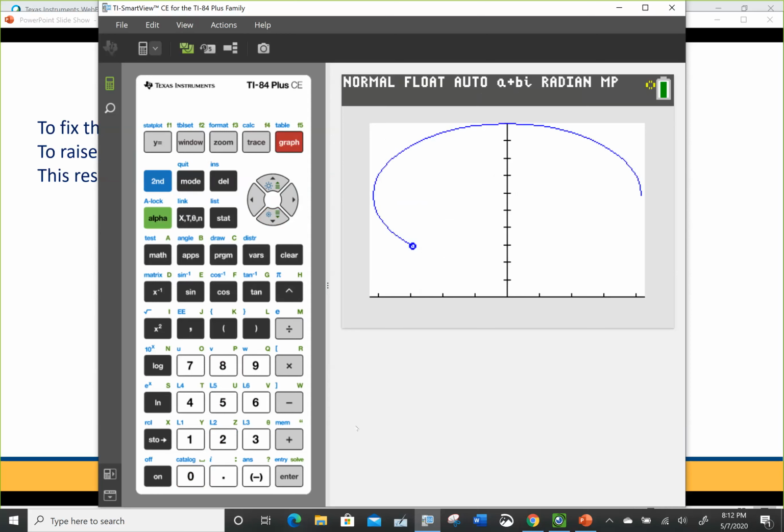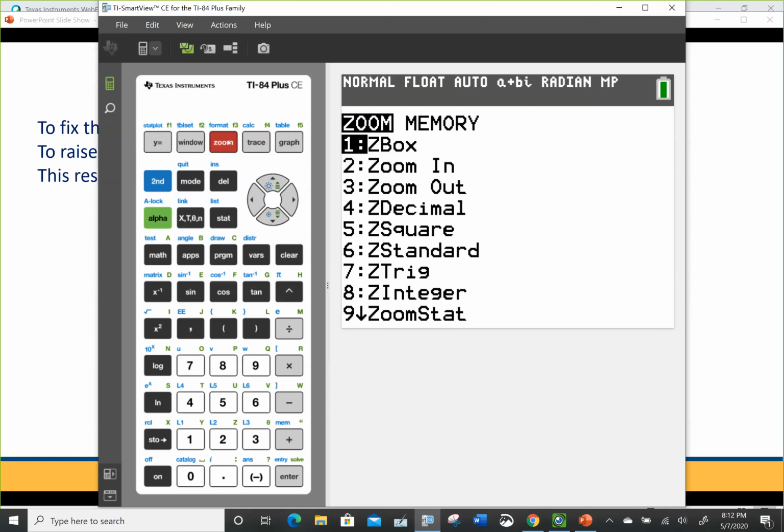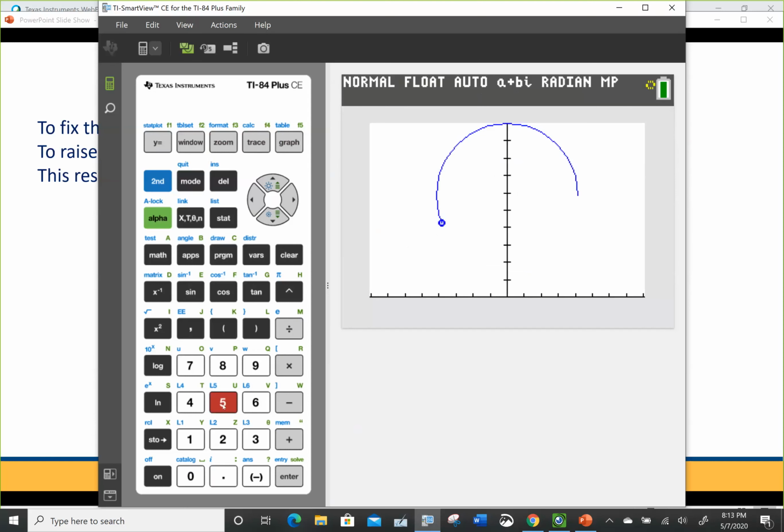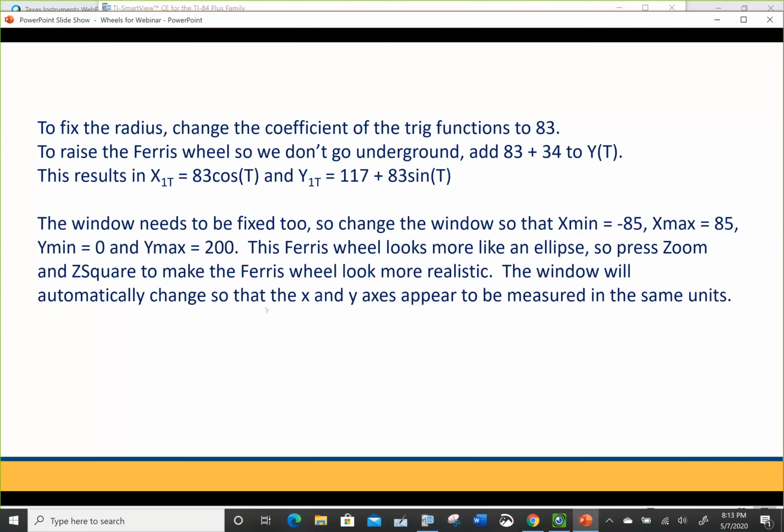Oh, no. I don't think the Ferris wheel looks like that. So we're going to go to the zoom and the zoom square. We're going to use option 5. This creates a square window so that the x and y axes are measured in the same size unit. Now it looks like I actually might have a Ferris wheel. However, we said there were other things wrong with it. The window needs to be fixed too, so I changed the window, and then, since it looked more like an ellipse, I pressed zoom and z square to make the Ferris wheel look more realistic, and the window automatically changed.